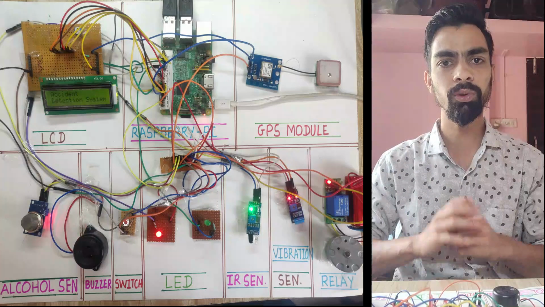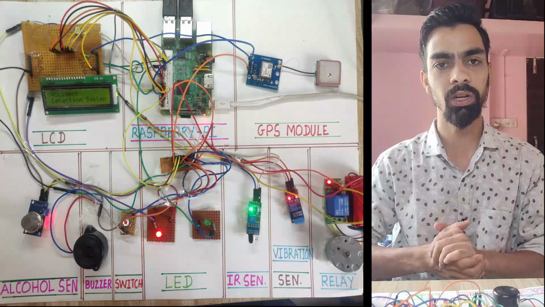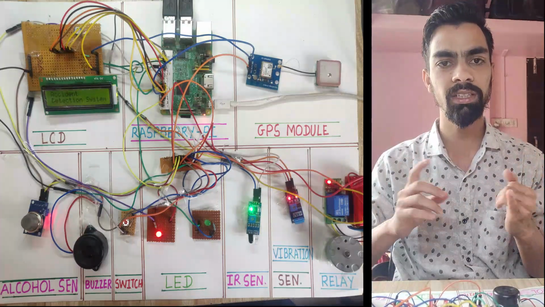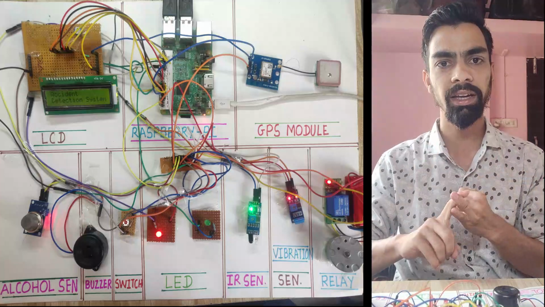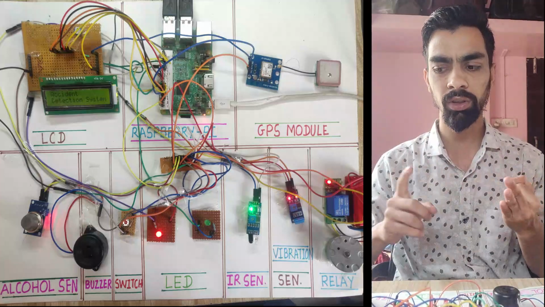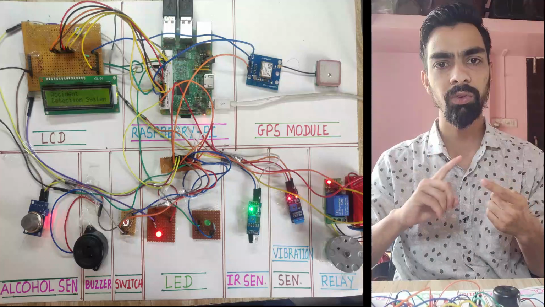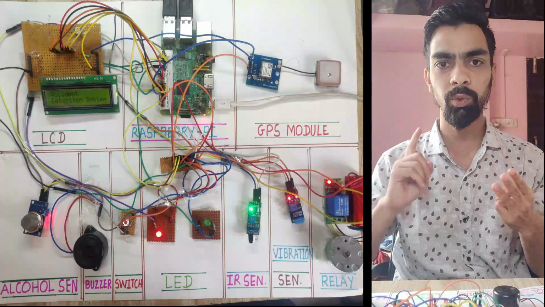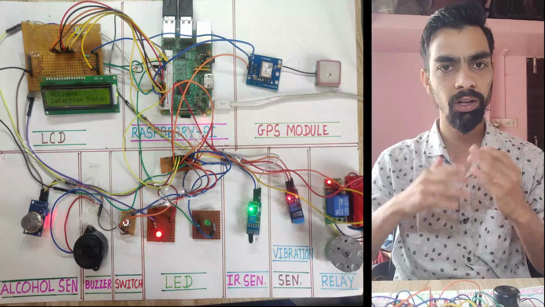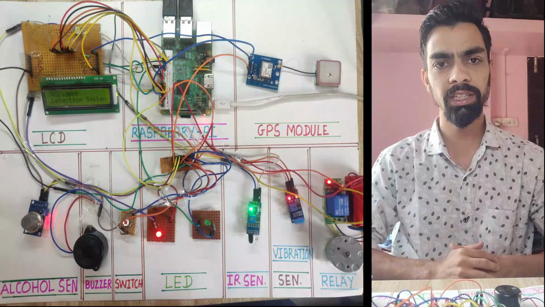Okay, before starting this project, I would like to tell you the flow of this project. So the flow is like that. We have many sensors. The first sensor is the alcohol sensor and the IR sensor. The second sensor is the vibration sensor. Then we have the buzzer, then the LED, then the relay module which is connected to the DC motor, and the GPS. So the flow of this project is like that.